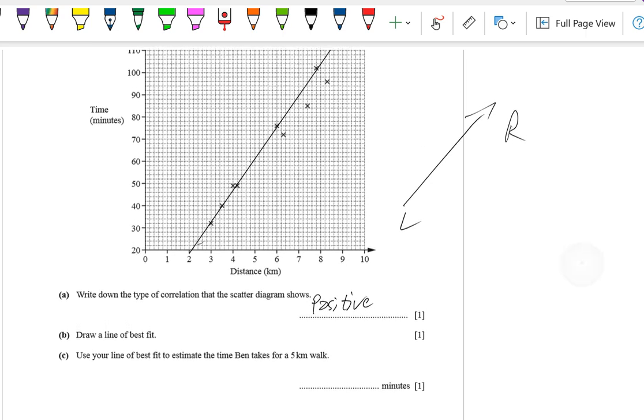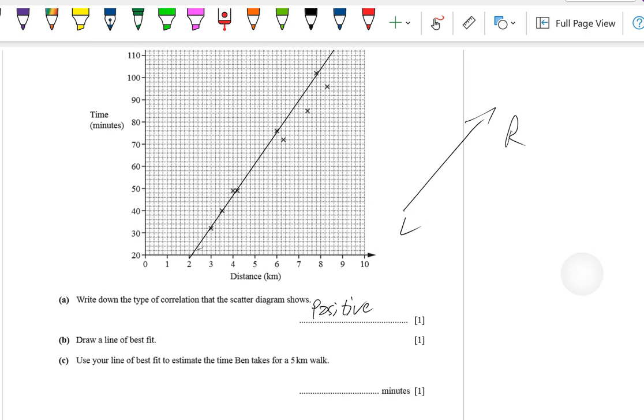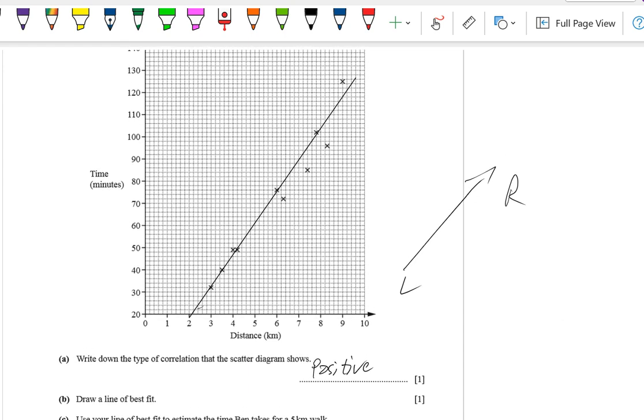5 kilometer walk, to estimate the time. So you can go from 5 and my answer is 60.